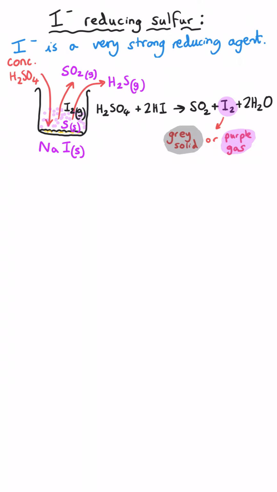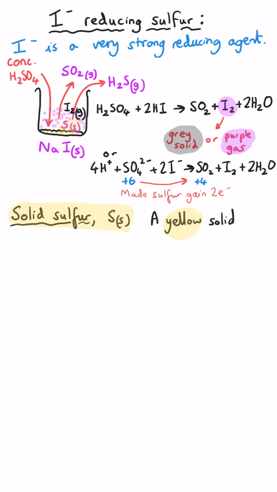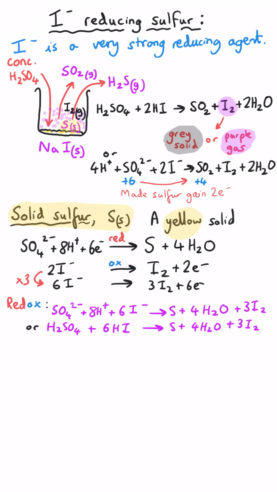So that's the same as the bromide ions, but iodide is a better reducing agent. It's actually able to reduce the sulfur to make solid sulfur, which has an oxidation state of 0. So this time we've gone from +6 oxidation state in the sulfur to 0 oxidation state. That means that the iodide is able to force the sulfur to gain 6 electrons.